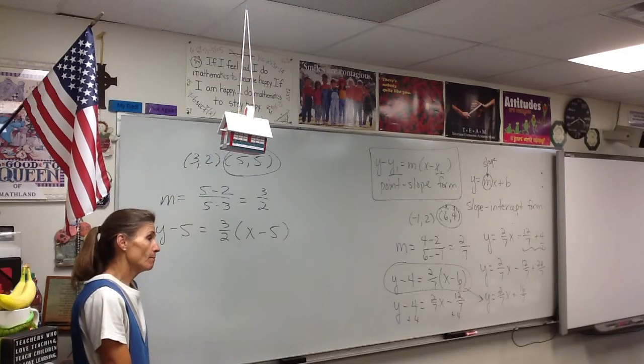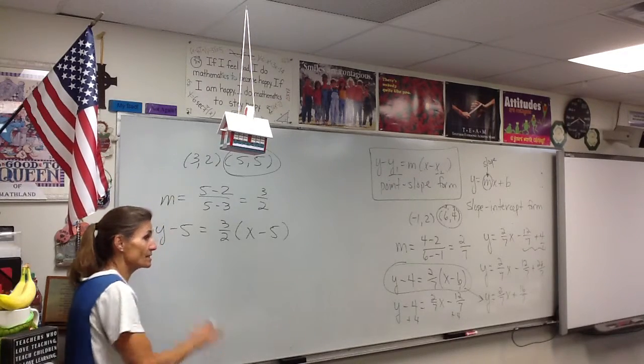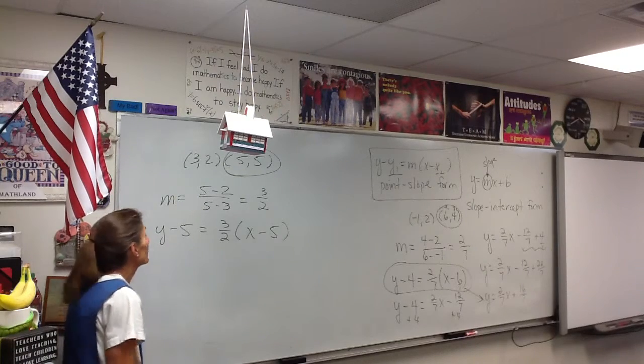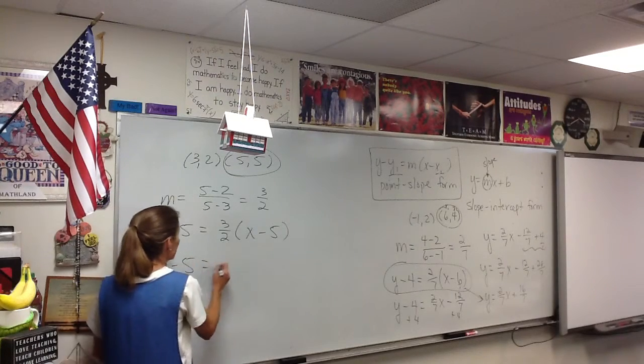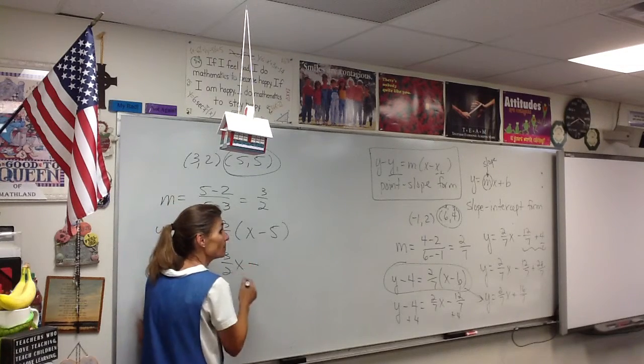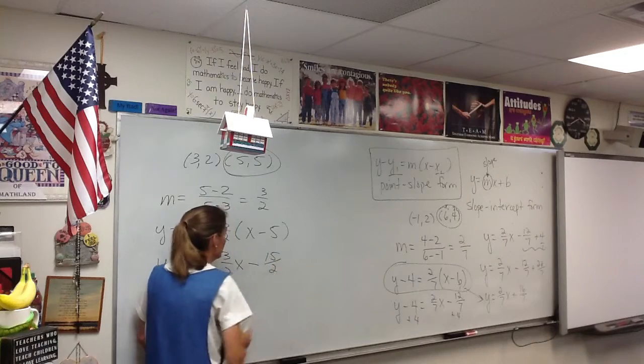So Franny, what would we do next? We got it set up now, point slope form. What would you do next? So we have y minus 5 equals 3 halves x minus 15 halves. Very good.